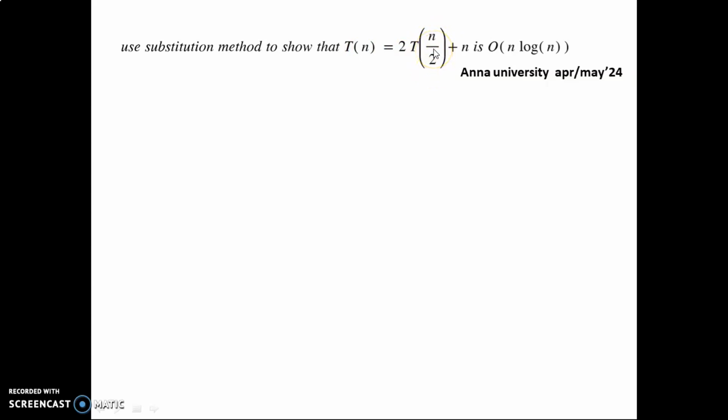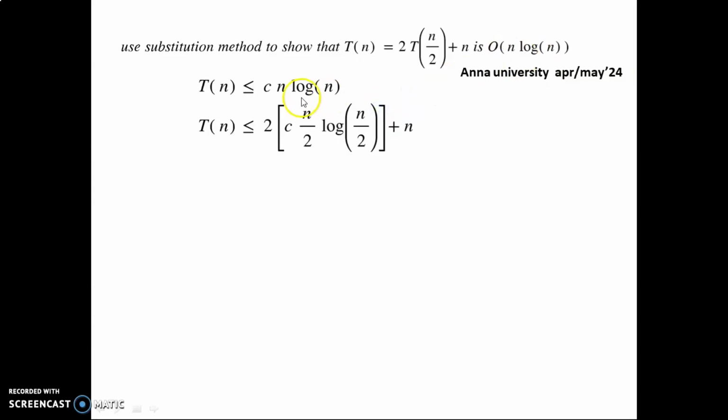So here we assume the recurrence relation is in the order of n log n. We guess the order n log n, and we want to prove that by mathematical induction. So T(n) is less than or equal to C n log n. That is what we assumed. So here you substitute into T(n) = 2T(n/2) + n, that is, 2 into C(n/2) times log(n/2), plus n.